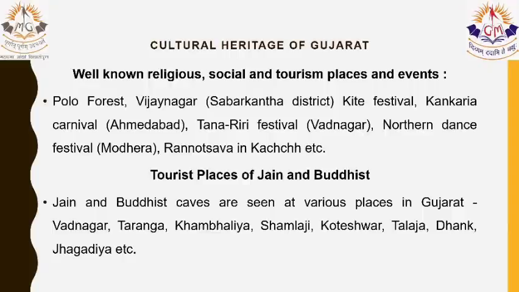Now we come to the well-known religious, social and tourism places and some of the events which become part of the cultural heritage of Gujarat. The first is the Polo Forest, which is situated in Vijayanagar, that is the Sabarkantha district. Kite Festival is celebrated on the banks of river Sabarmati somewhere around 14th of January every year, where people from all over the world participate in the Kite Festival.